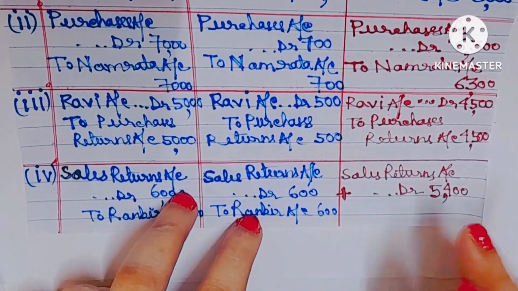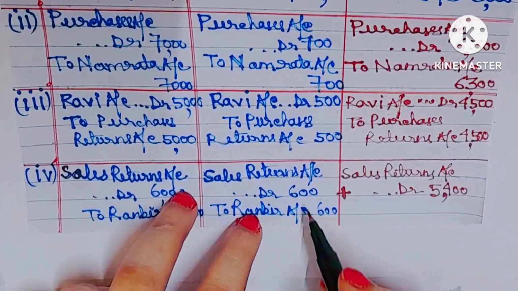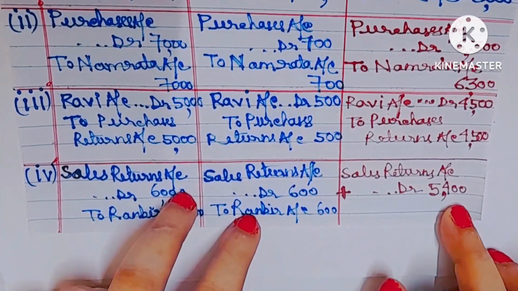Only you have to write the differential amount. See, 600 plus 5,400 will give you 6,000.